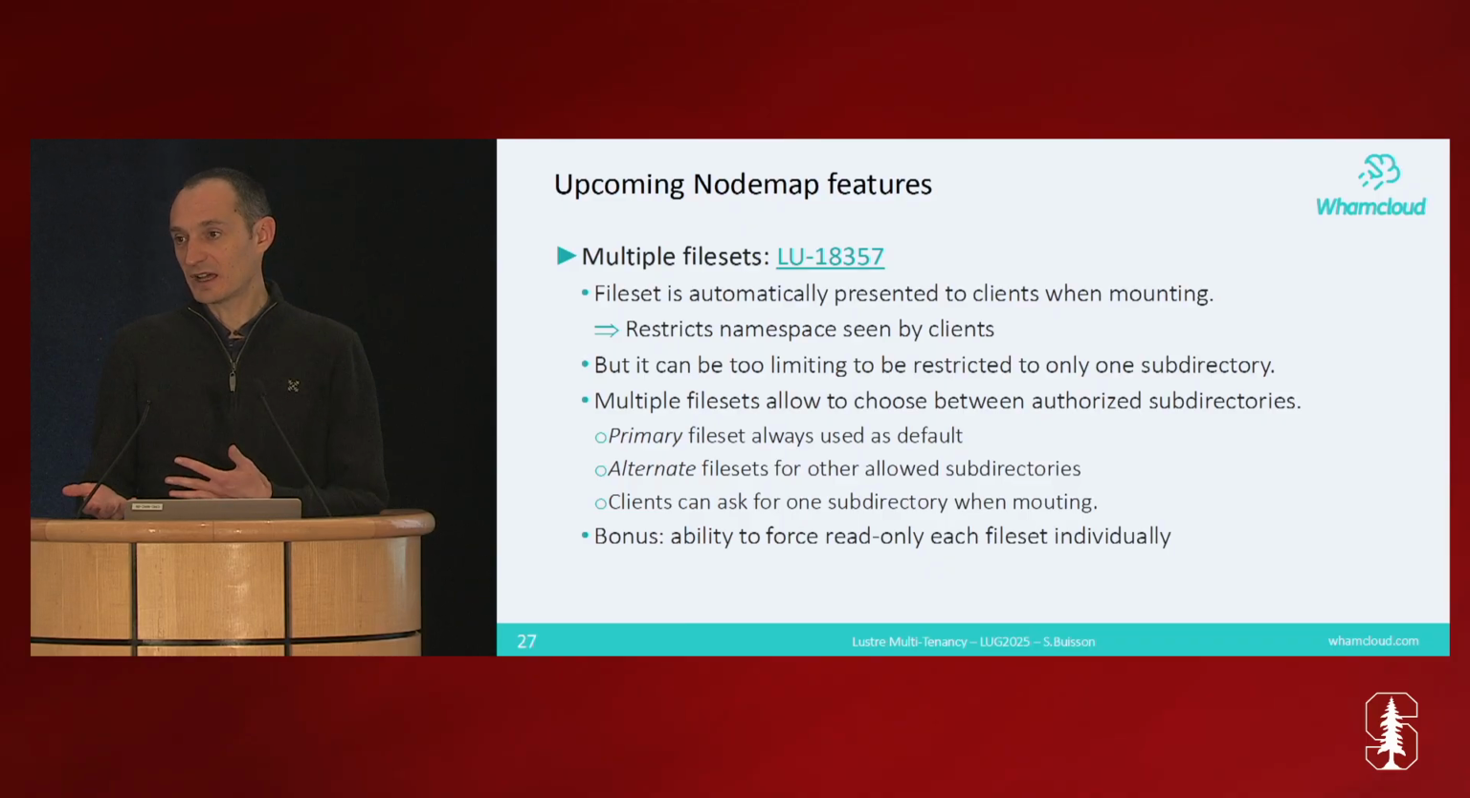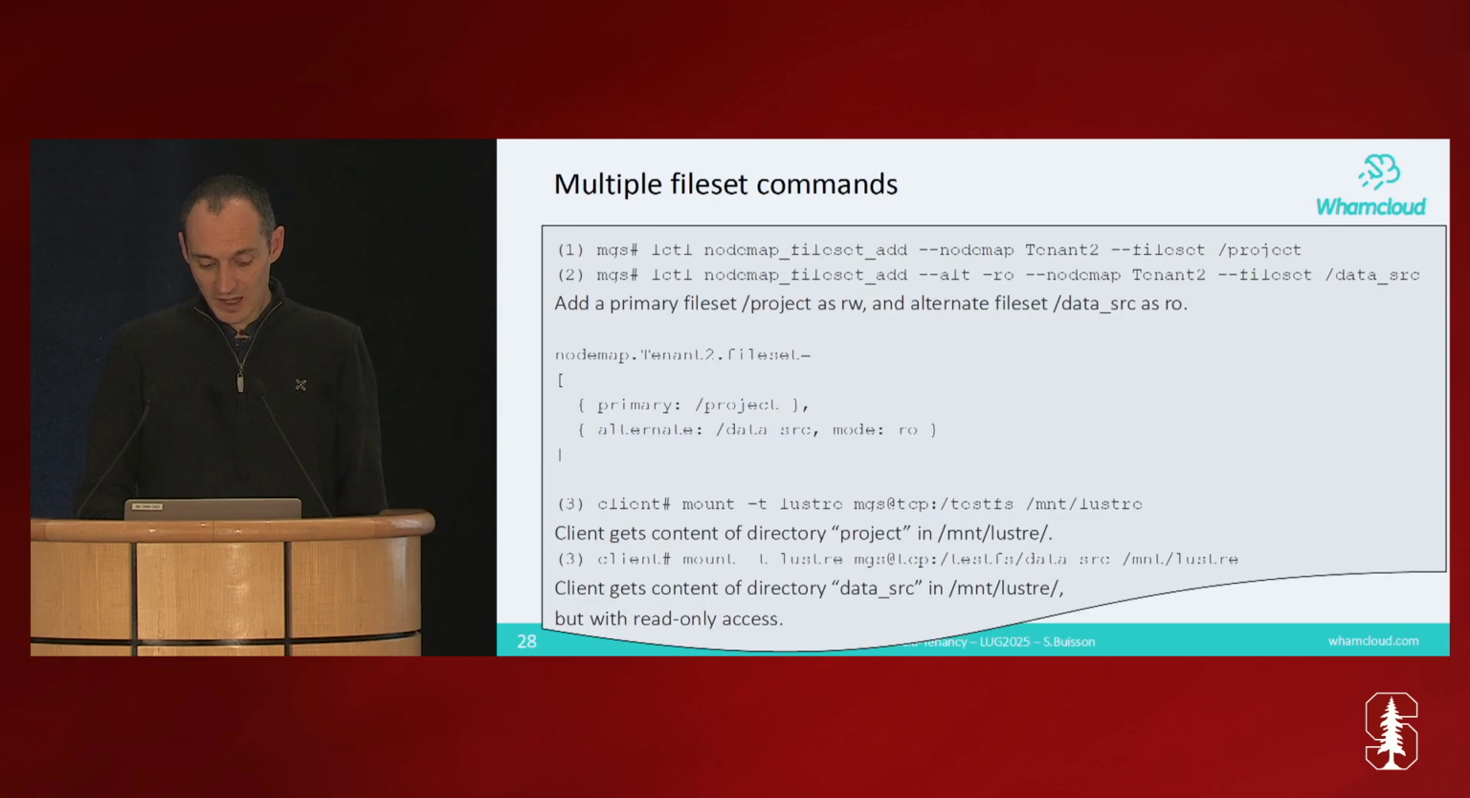And as a bonus, we would like to be able to force read-only mount on only the file sets that we want. So there is the new command lctl nodemap_fileset_add --name, the name of the node map, --fileset, the file set. If you just use this command, it will define a primary file set. And you can use the --alt flag, and in this case, it will define an alternate file set. And if you use, there's a typo here, it's --ro, then it will force read-only on this file set.